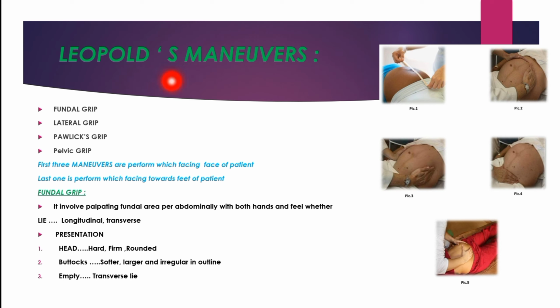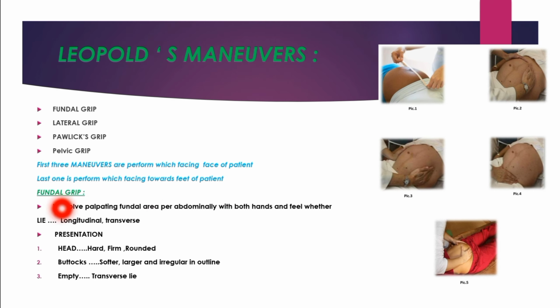The next one is the Leopold maneuver. The Leopold maneuver includes four grips. The first one is the fundal grip, the second one is the lateral grip, the third one is the pelvic grip, and the fourth one is the pelvic grip. The first three maneuvers are performed while facing the face of the patient, whereas the fourth maneuver is performed while facing towards the feet of the patient.